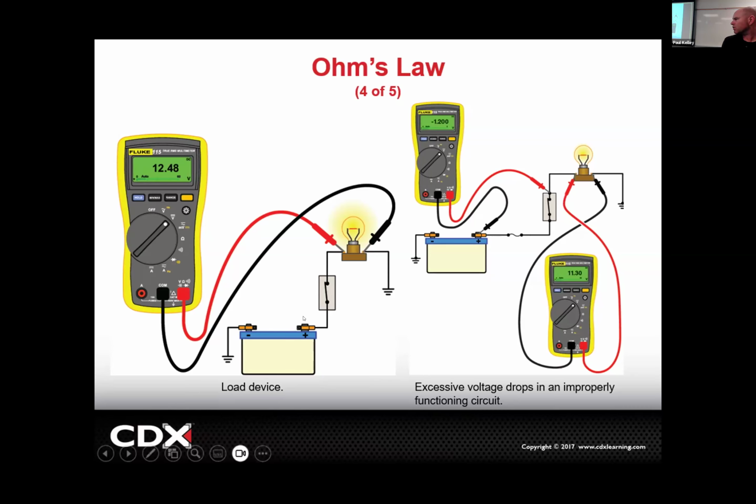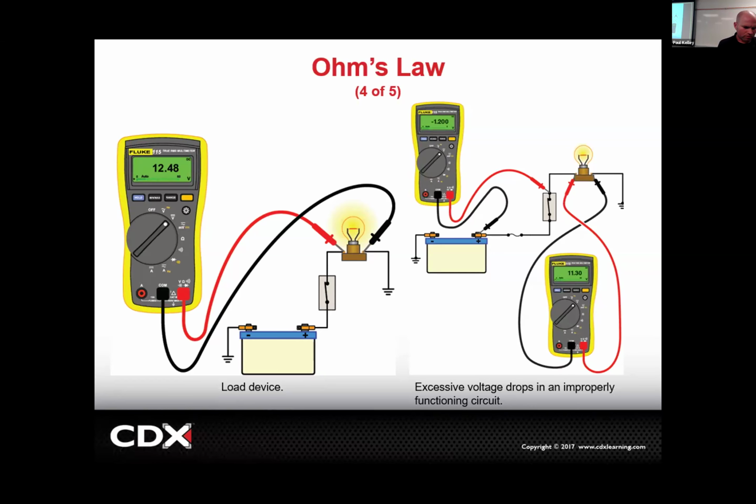We should have very little to no resistance on the wire, on the terminal. The switch should have very little. The load should have whatever it's designed to have. The load should have resistance. That's why it does work, right? And then the ground should have very little resistance, right?